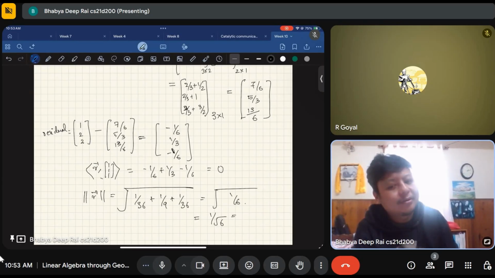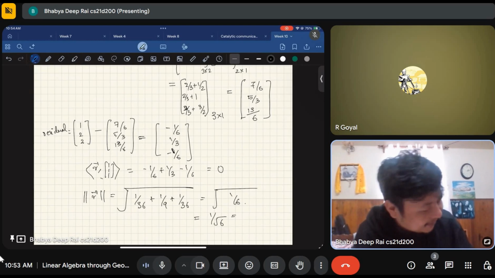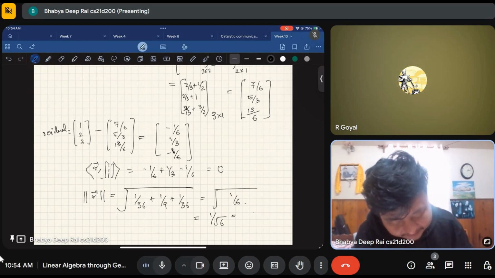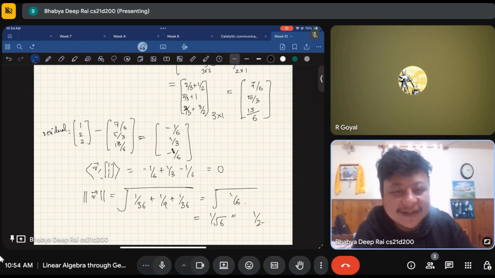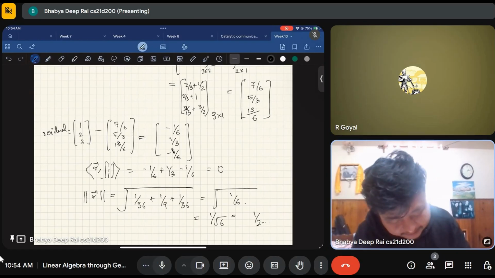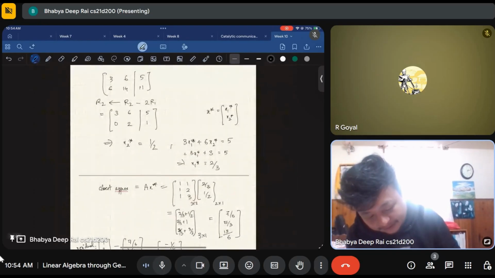Oh, or is it not? Well, root 6 would be something like 2 point something, so 1 by 2 point something is something like 0.5, which is almost 0 point something. So you cannot get better than this in terms of Euclidean distance. Okay, so that is something that we've understood now.